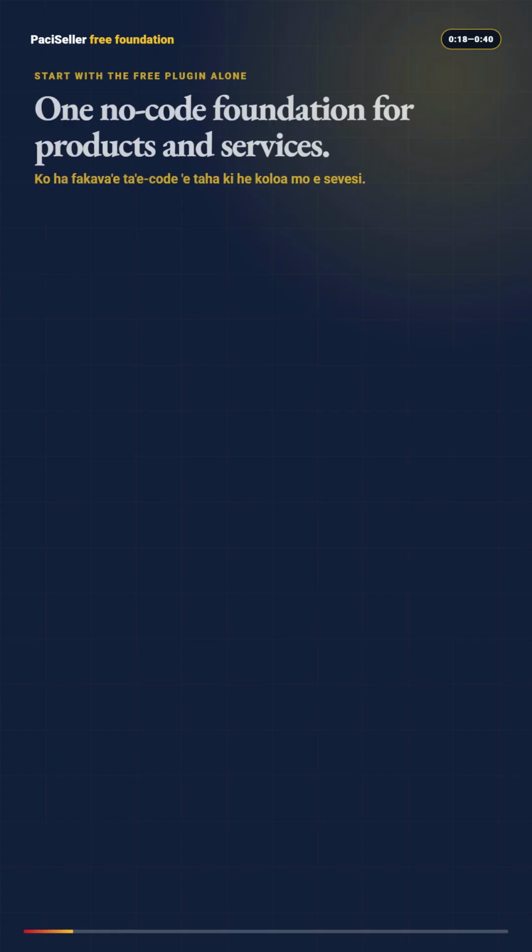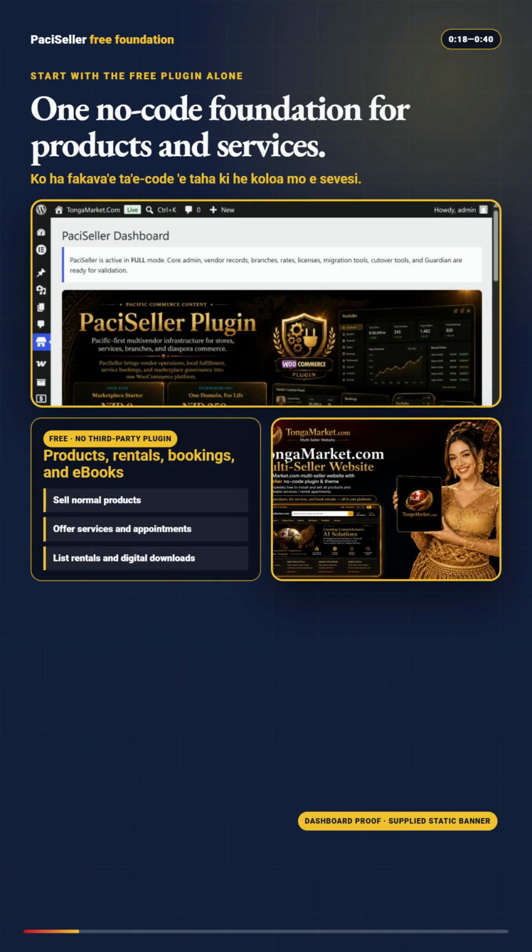Start with the free PaciSeller plugin. It is enough to set up a complete no-code website for selling products and offering services. The same site can support rentals, appointments, bookable experiences, and downloadable ebooks. You do not need a separate third-party plugin to create this core selling path. That means a local business can begin with one clear system, one dashboard, and one place to manage its marketplace.